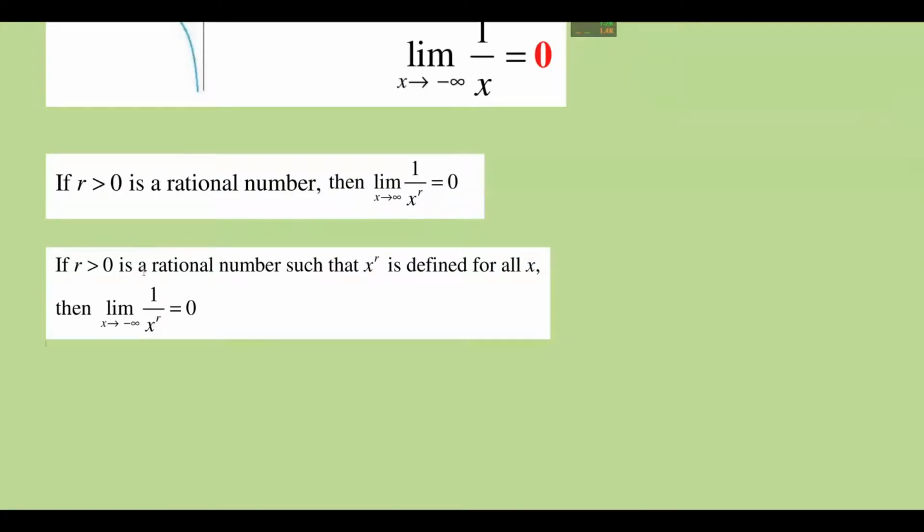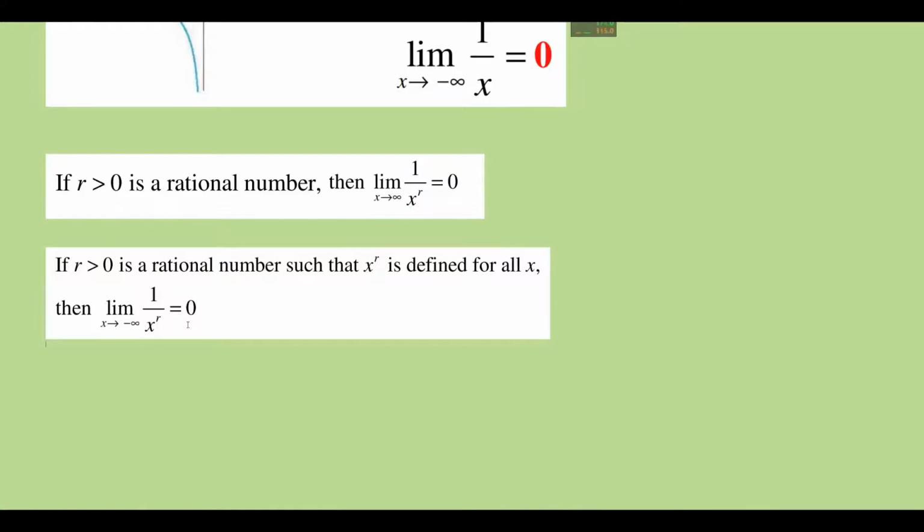If r is a positive rational number such that x to the r is defined for all x, then the limit as x approaches negative infinity of 1 over x to the r is also 0. So basically what we're saying here is, whenever you take x to positive infinity or negative infinity of 1 over x to some power, you are always going to get 0 as the limit, right?